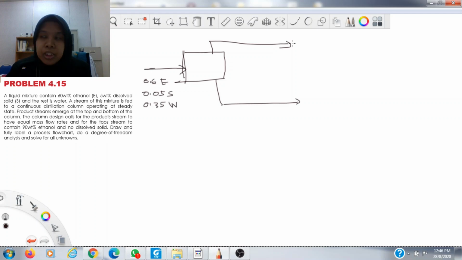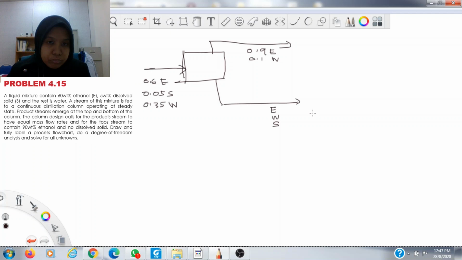And then the question mentions a product stream emerging at the top and the bottom of the column. The top stream contains 0.9 of ethanol and no dissolved solid, meaning no S here, and the remaining is water, so you can put 0.1 here as water. It didn't mention anything about the bottom, so all will become unknowns, and all three elements will exist in the bottom stream.